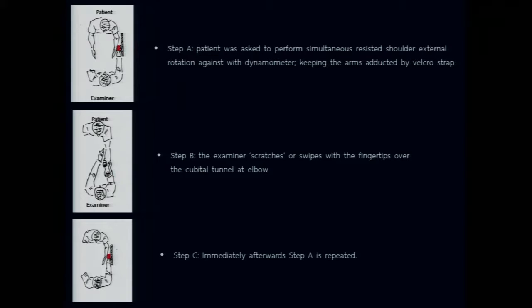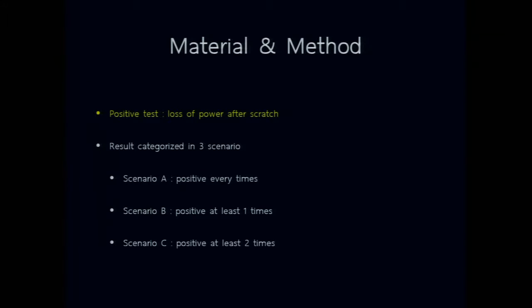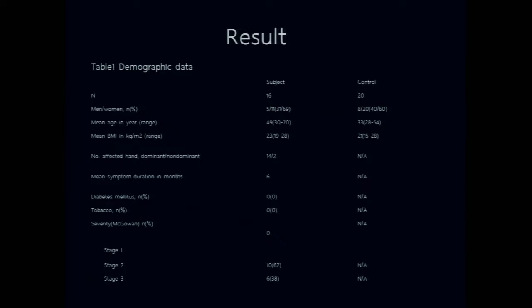A positive scratch collapse test was recorded if the patient demonstrated loss of shoulder external rotation power on the affected side after scratching over the cubital tunnel. We categorized the results into 3 scenarios. Scenario A, positive every time. Scenario B, positive at least 1 time. And scenario C, positive at least 2 times.